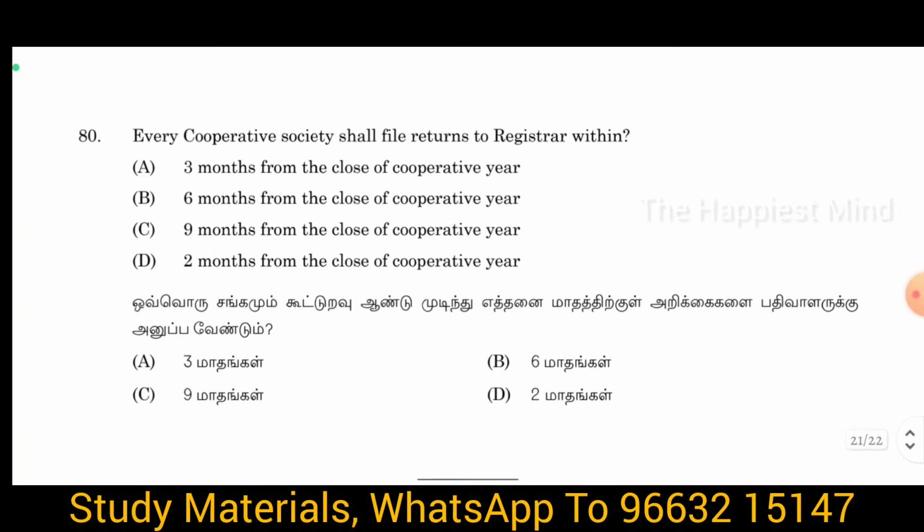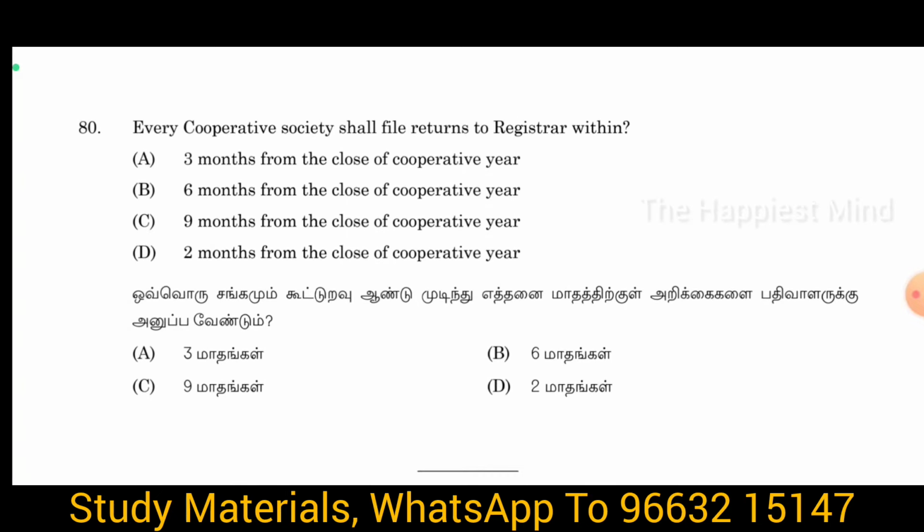அடுத்து க்வெஷ்சன் 80. எவ்ரி கோஆப்ரேட்டிவ் சொசைட்டி ஷெல் ஃபைல் ரிட்டர்ன்ஸ் டு ரெஜிஸ்டர் வித் இன் டேஷ். ஸோ இட் இஸ் வித் இன் 6 months ஃப்ரம் தி க்ளோஸ் ஆஃப் கோஆப்ரேட்டிவ் இயர். இட் இஸ் ஆப்ஷன் பி. ஸோ இந்த வீடியோவில் மேனேஜ்மெண்ட் அட்மினிஸ்ட்ரேட்டிவோட ரிமைனிங் க்வெஷ்சன்ஸை கம்ப்ளீட் பண்ணியிருப்போம்.